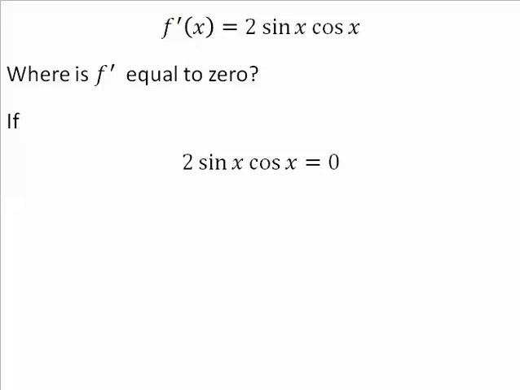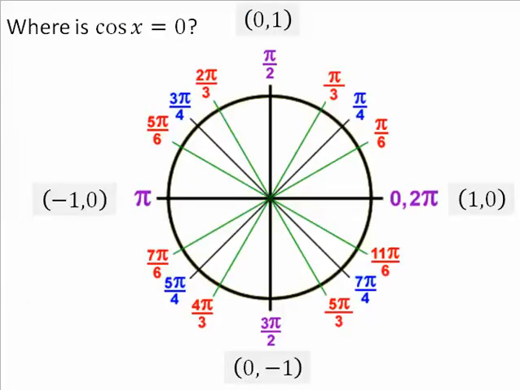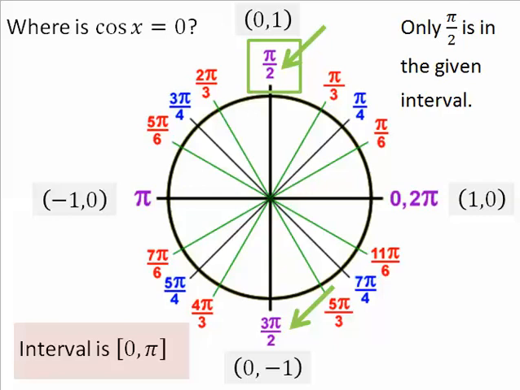If twice of sine x cosine x equals 0, then either cosine x has to be 0 or sine x has to be 0. So let's look at cosine x first. Where is cosine x equal to 0? Looking at my unit circle, I can see that cosine x is equal to 0 at the top of my unit circle and at the bottom of my unit circle. Now my closed interval is just from 0 to pi, so only pi over 2 is in my interval.